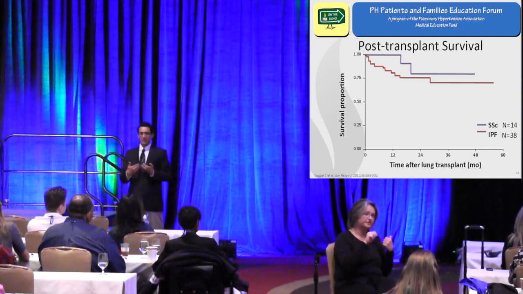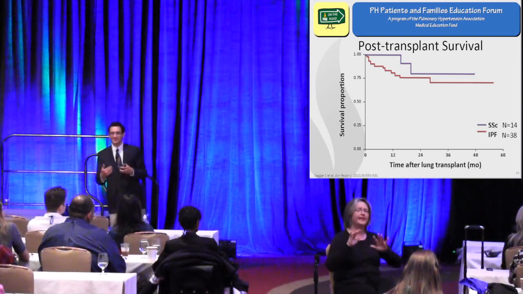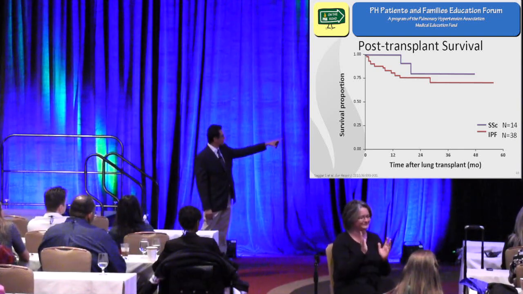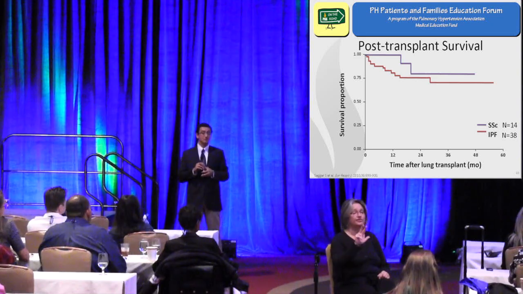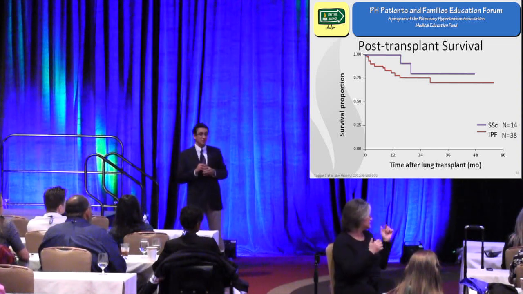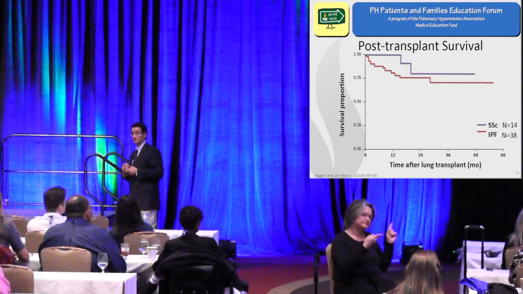Nobody likes to get their chest open and get new lungs, right? That's not what we live for. These are the people: 14 people with scleroderma and 38 people with idiopathic lung fibrosis, IPF, which is a scarring disease of the lungs that we don't know what causes. So most of the people in scleroderma had pulmonary arterial hypertension. Some of them had severe lung fibrosis.